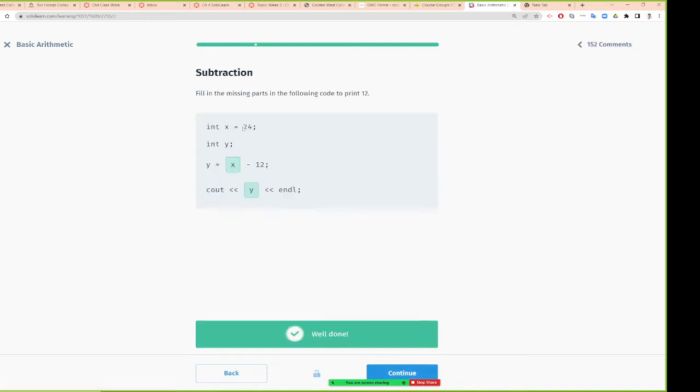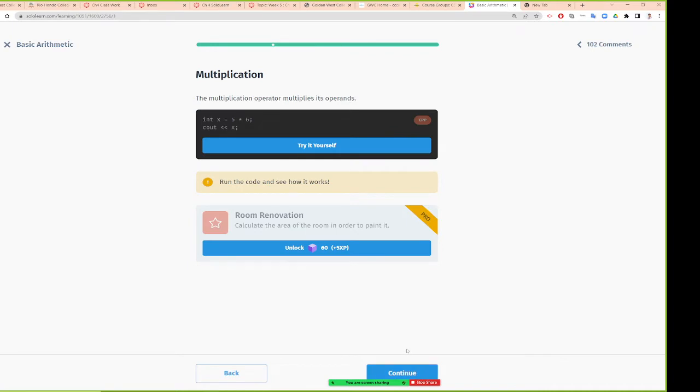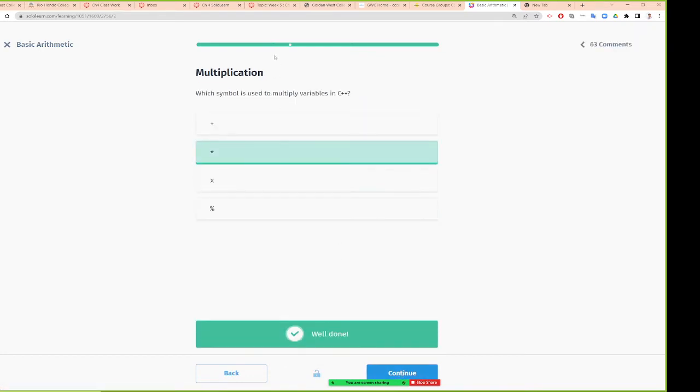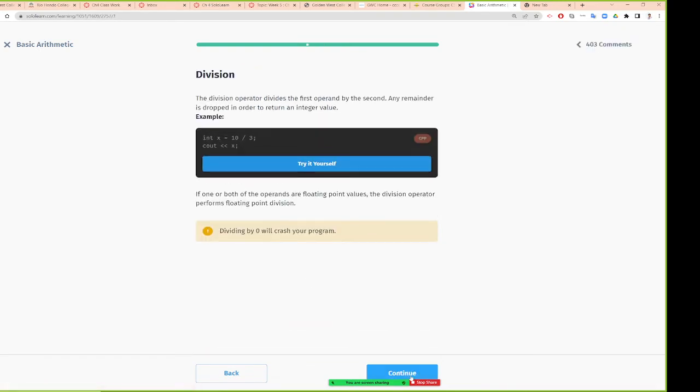All right. So here I have x is 24, y equals 24 minus 12. So this y, the new y, will be 12. Times is not x, it's an asterisk. The multiplication operator is times. Okay, so this will be 30. Is that right? All right, so which one in C++ is times? Is that one? It's not the third one. Okay, it's the asterisk. So learn that right now.